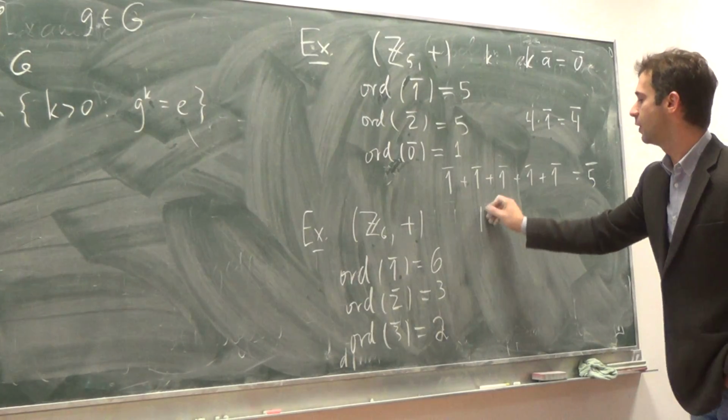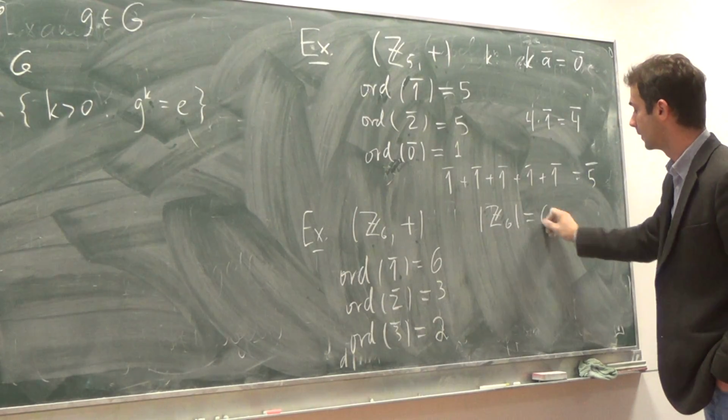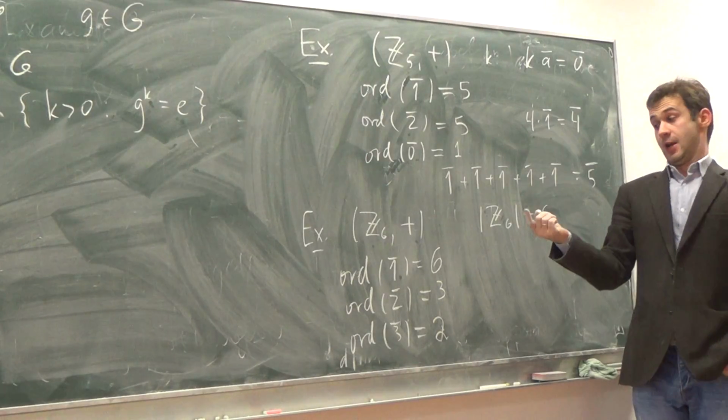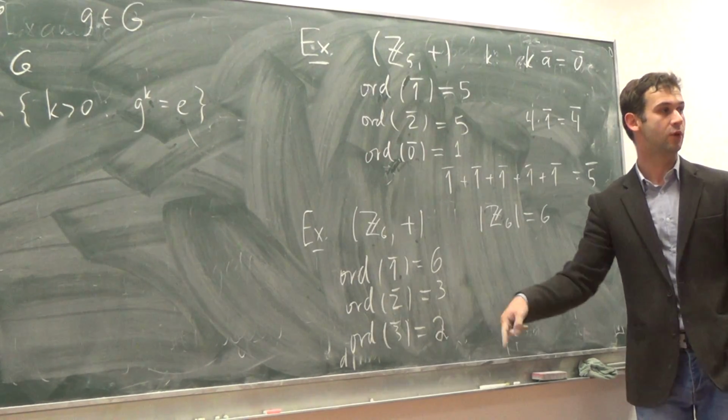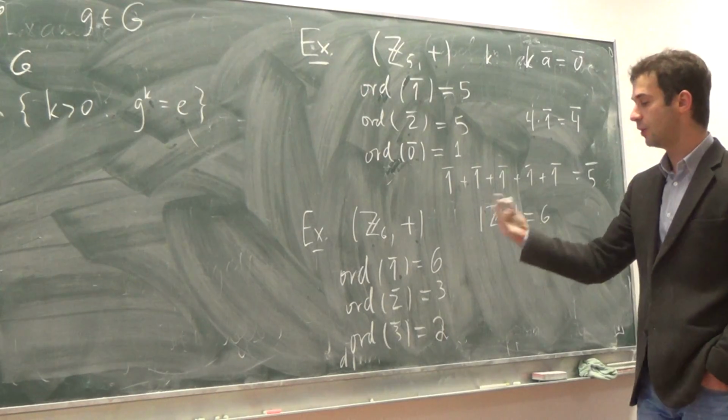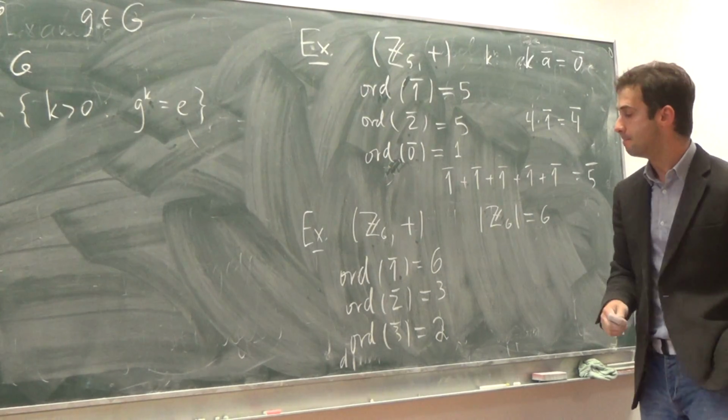Here we have a group of order 6, and sometimes the element has this order, sometimes it has smaller order, and this will be important for us. And we can do the other ones, of course.